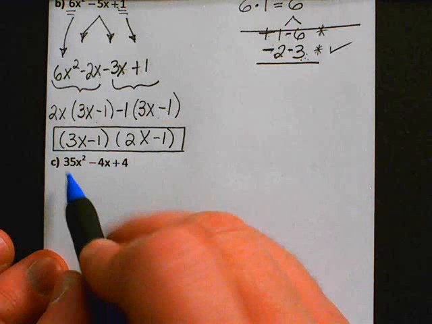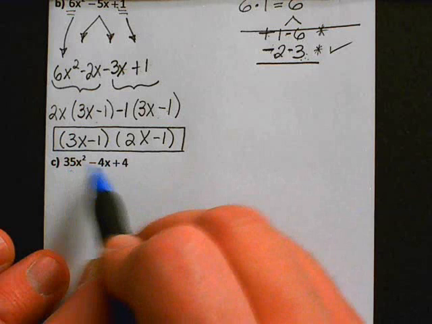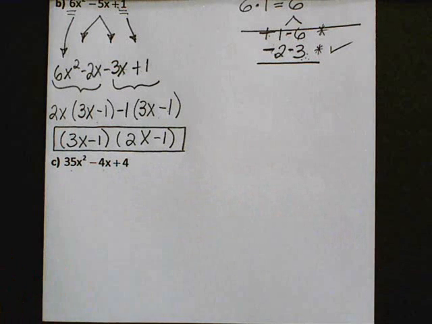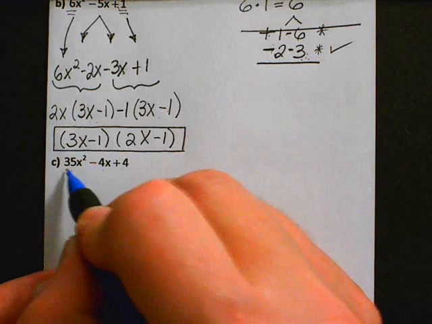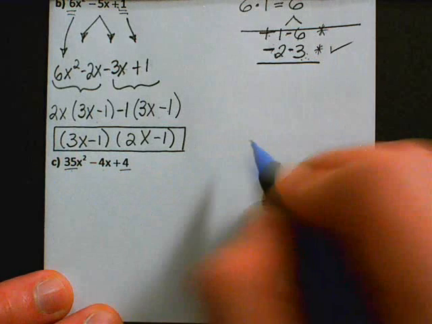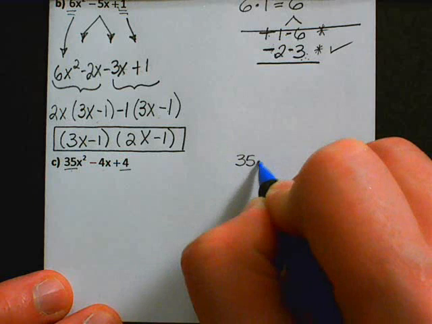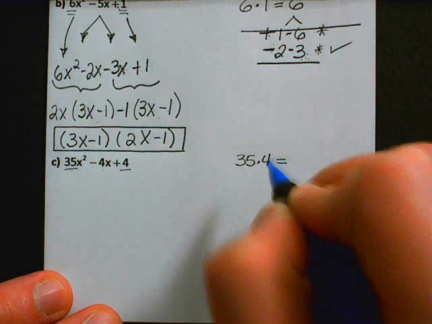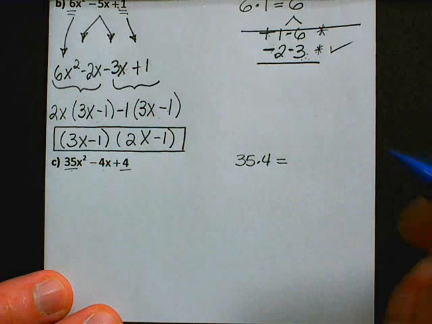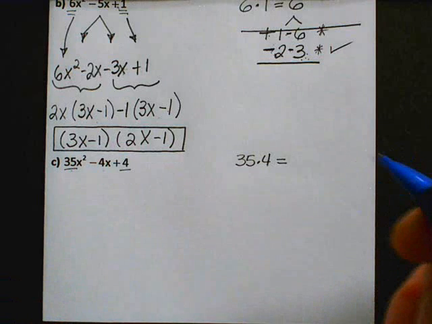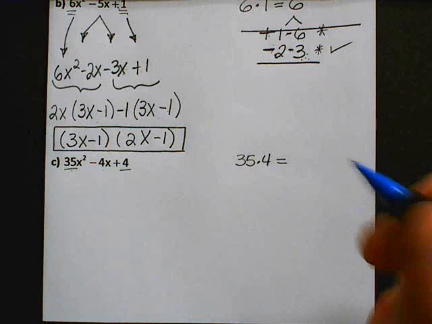Is there anything I can factor from all three terms? And the answer is no. So that means we're going to multiply 35 times 4 over here on the side. And 35 times 4 is 140.